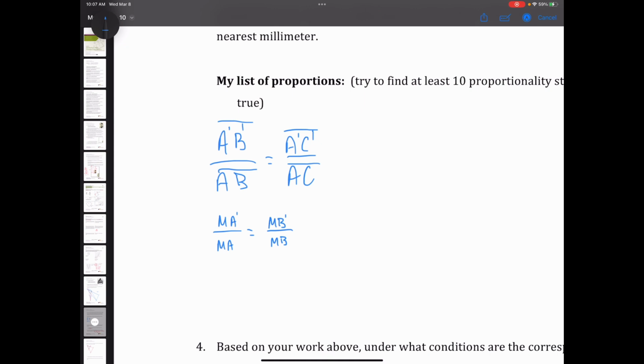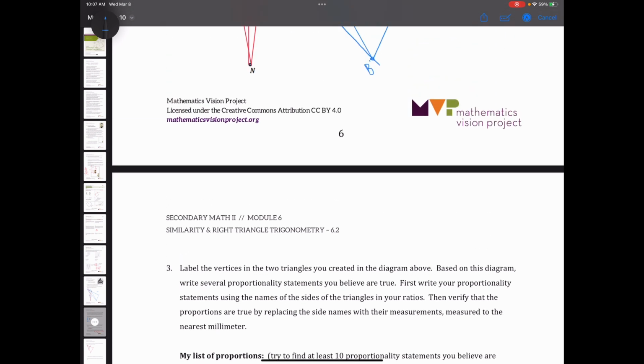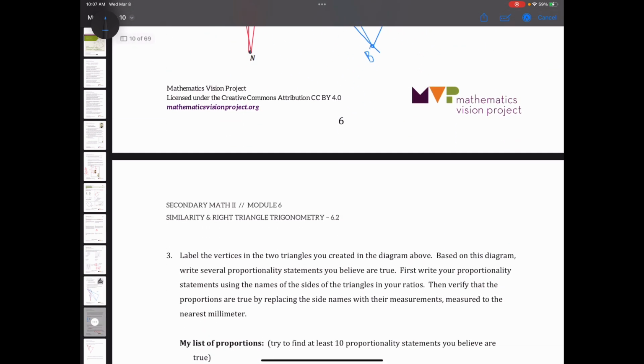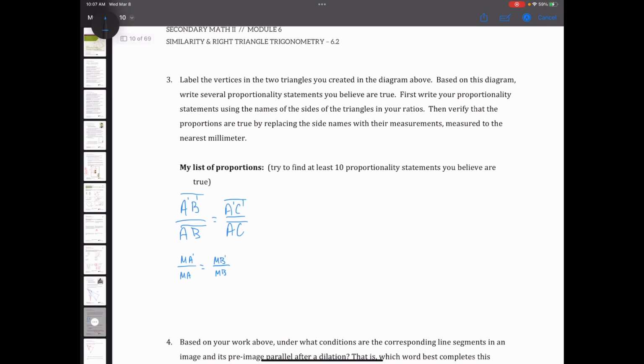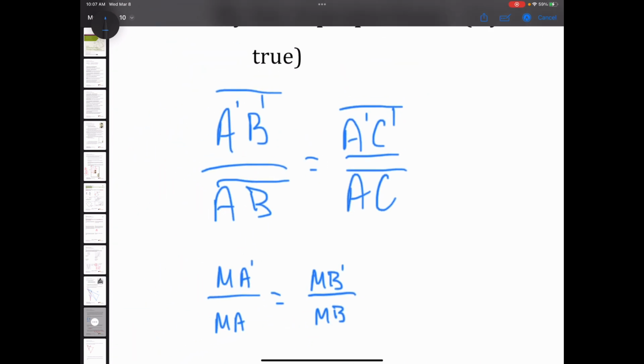Okay, so there are 2 proportions for you. You need to find at least 8 more. You can also go, because proportionality deals with similarity, right? We acknowledge that. Jacob? Are the ones on the bottom for the M, A prime, are on the right line? I was gonna ask if they're also prime. Gotcha.